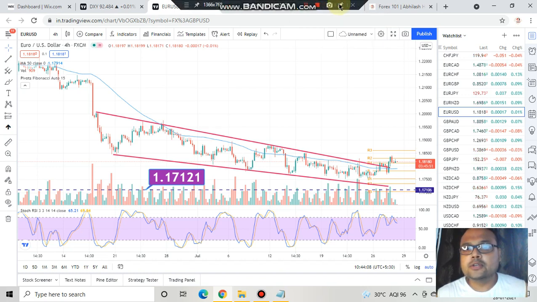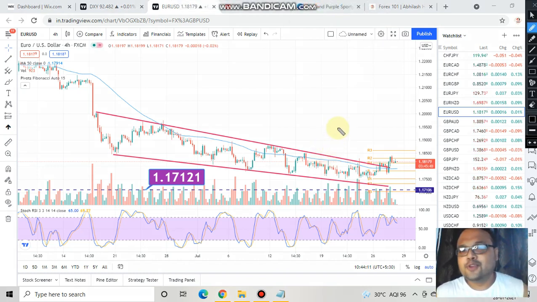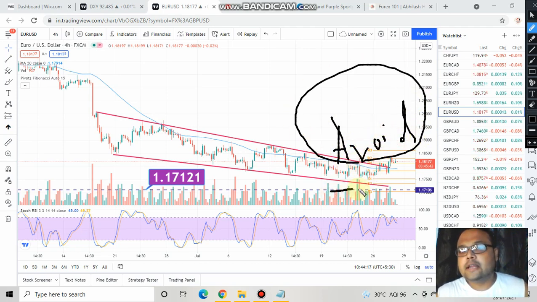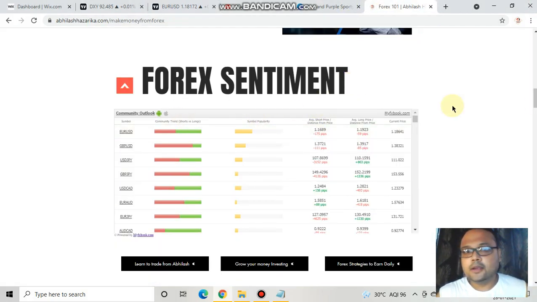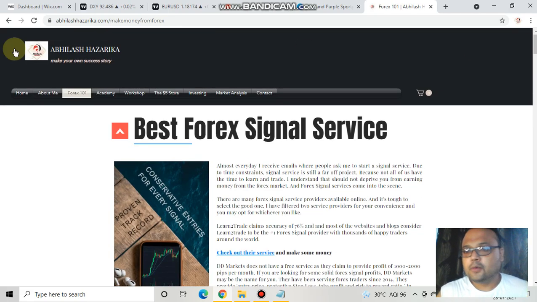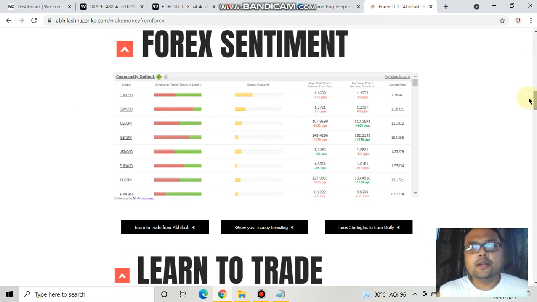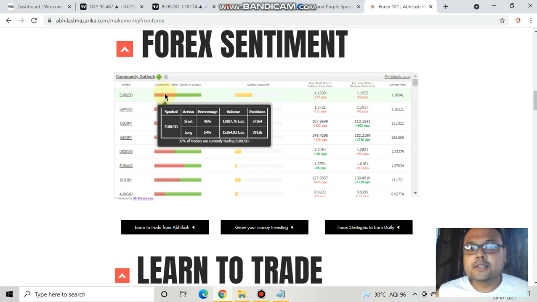You do not need to risk your hard-earned money on a chart where there is not much volatility. Please avoid Euro USD right now. Do not need to trade here, and just trade at this particular level only, 1.1712. And if you look at the Forex sentiment meter, you'll find it on my website avilashhazarika.com under the Forex 101 section, you can see that 45% retail traders have taken a short position, which means they have sold the market, and 54% traders have taken a long position, which means they have taken a buy position. Even retail traders are also very much confused.